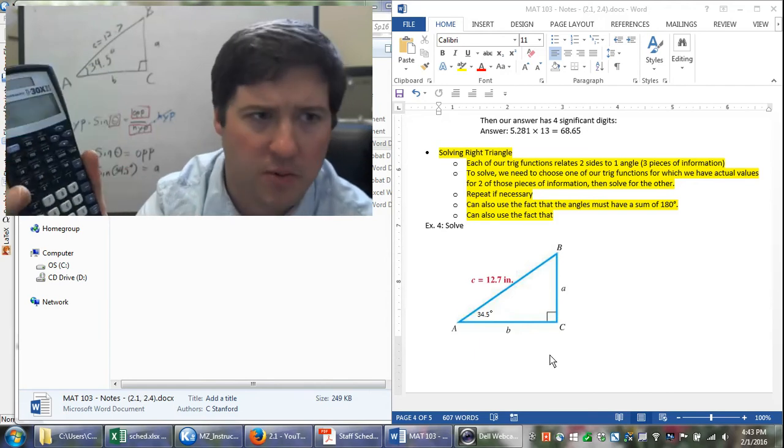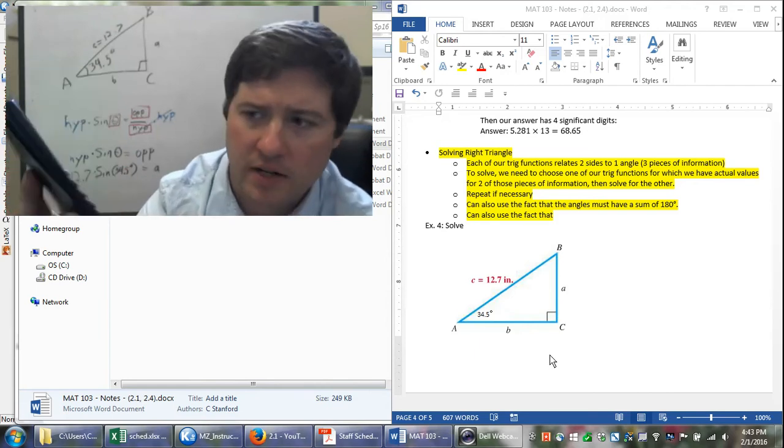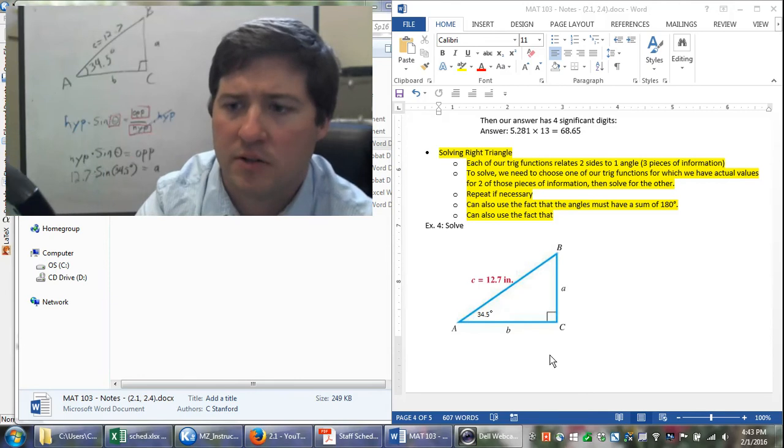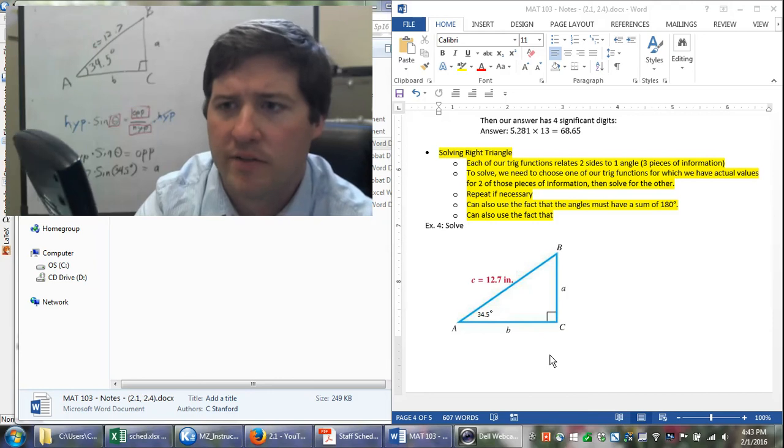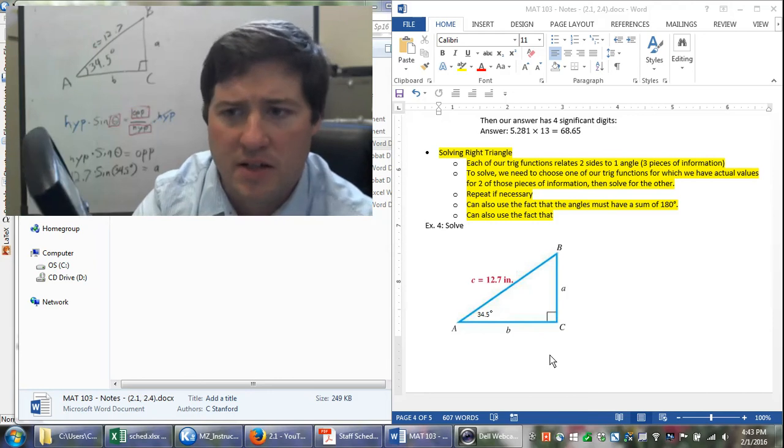Well, if this is my angle, the opposite side of that angle is A. So whatever we chose for our angle, that defines for us which one is the opposite side. So in our case, opposite is this lowercase a.